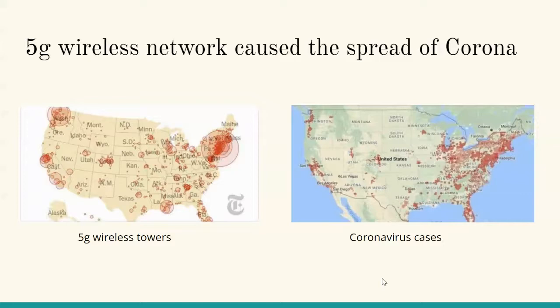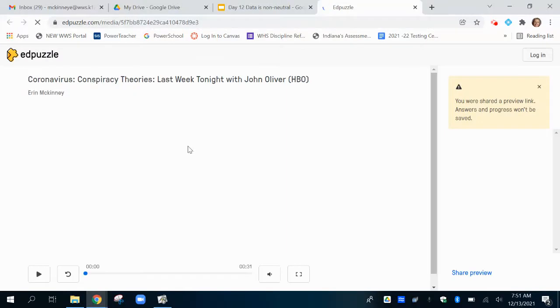There's a correlation between where 5G wireless network towers are and where the most COVID cases are, but that has nothing to do with one causing the other. The correlation is that those are places that are more densely populated. Where people live closer together, or we have more people, we're going to see more COVID cases, and we're also going to see more 5G wireless towers. So there's a quick video on this that we can watch.